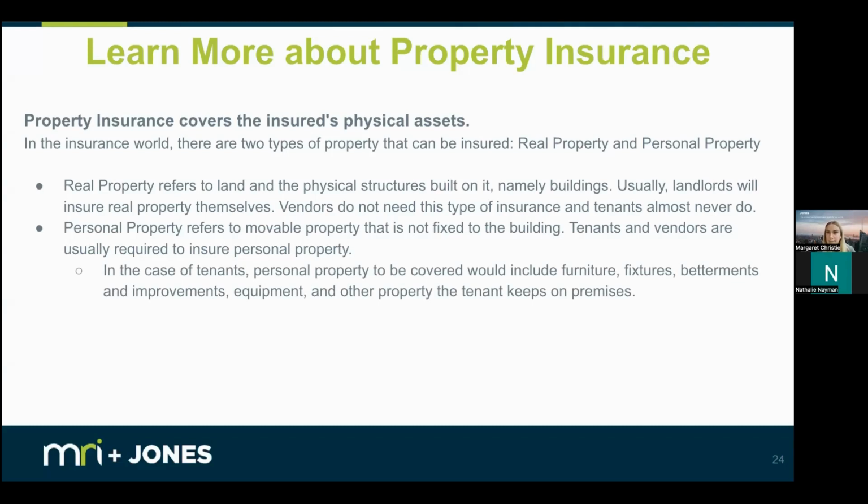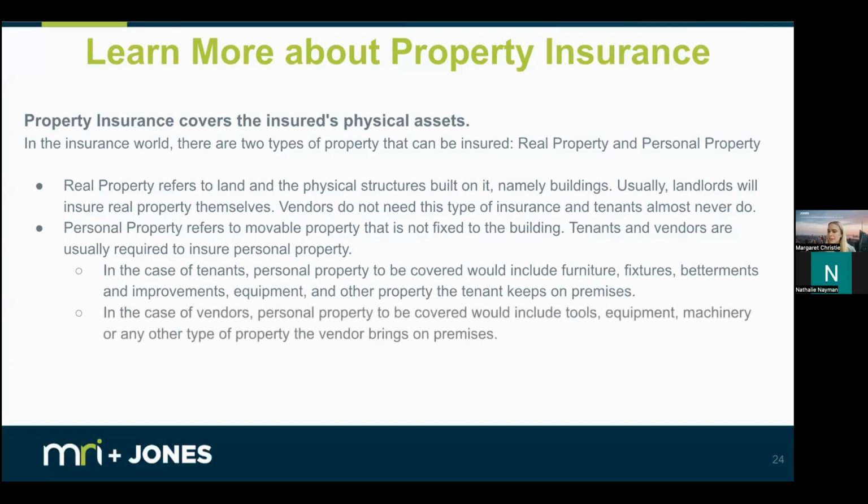So for example, I'm in an office now and we built out our own kitchen in this space. Our own kitchen is a betterment or an improvement that we made to the space. We also built a wall. That would be a betterment or improvement. So that would also be covered by this personal property section. That wouldn't be considered real property.